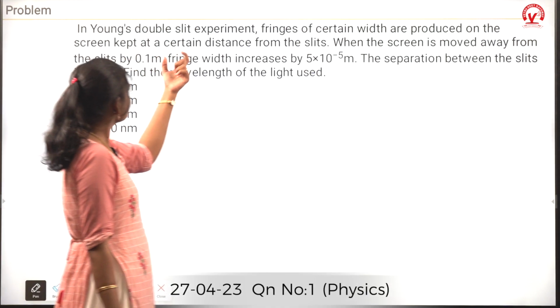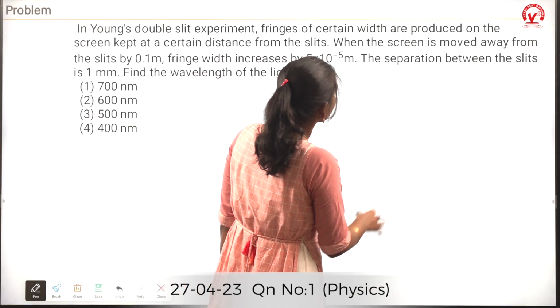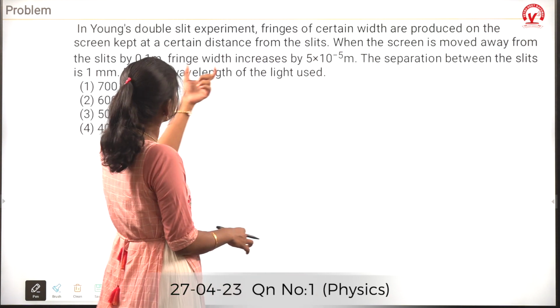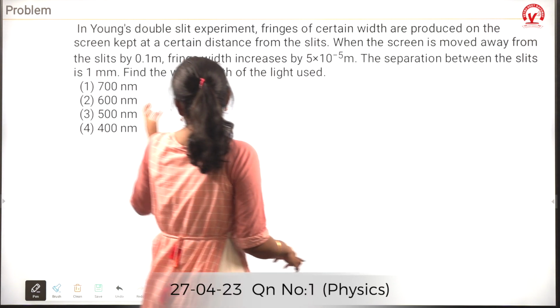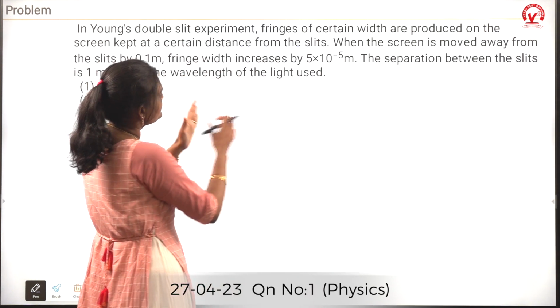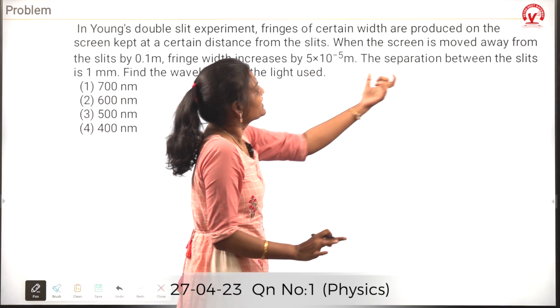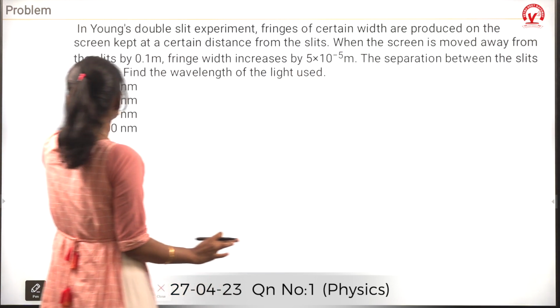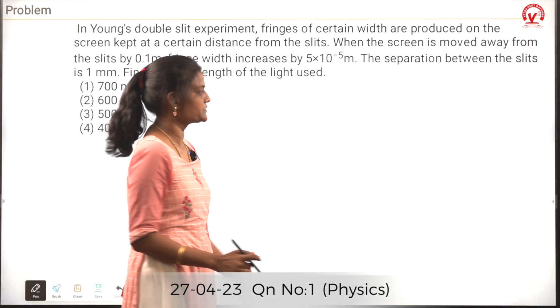In Young's double slit experiment, fringes of certain width are produced on the screen kept at a certain distance from the slit. When the screen is moved away from the slit by 0.1 meter, the fringe width is increased by 5 × 10^-5 meter, and the separation between the slits is given as 1 millimeter. We need to calculate the wavelength of the light used.